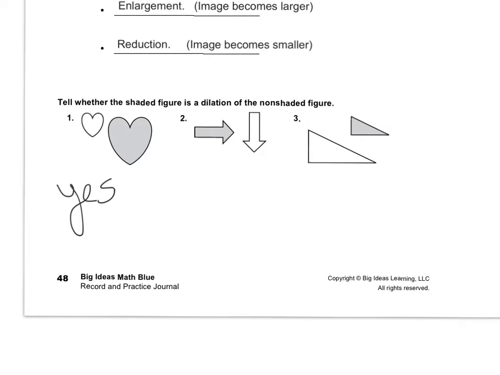For number 2, we're looking at the non-shaded figure, which is this arrow. Is the shaded figure a dilation of the non-shaded figure? The answer is no, it is not. This is just an example of rotation. This arrow has rotated to become flat. Number 3, is this shaded figure a dilation of the non-shaded figure? The answer is yes. What happened is your original figure has become smaller. Therefore, this is an example of reduction.